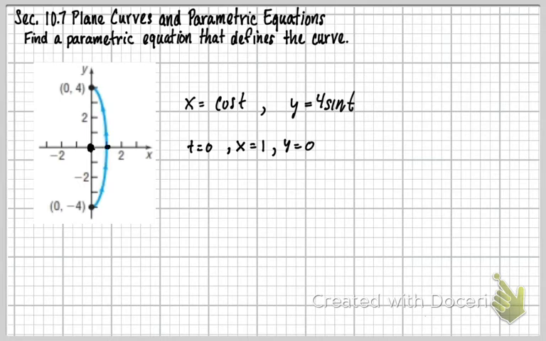Okay, now I got to make sure I'm going in the right direction now. So now I'm going to pick t equals pi halves. So when I pick pi halves, I know my x is going to be 0 because the cos of pi halves is 0. And then my y is going to equal 4. So it's going to be 0, 4. So now I'm going to find the point 0, 4, and it's right there. So I am going in that direction. But I'm starting here at 1, 0. And I don't want to start at 1, 0. I want to start at 0, -4.